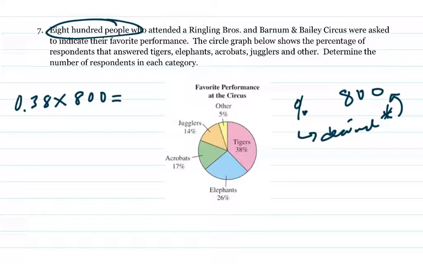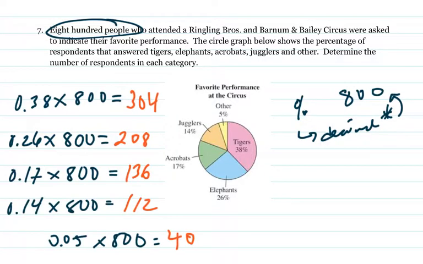Same thing for elephants. I would rewrite 26% as a decimal and get how many people liked elephants. Same thing with acrobats and same thing with all of them. So I calculated all of those values. I've written the answers there so you can check them yourselves.